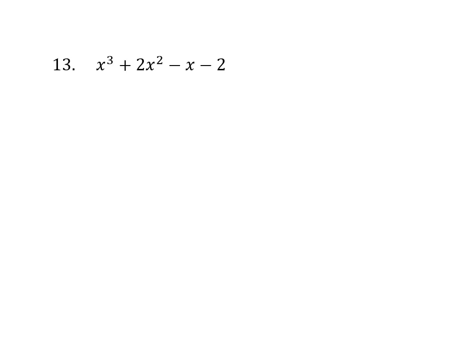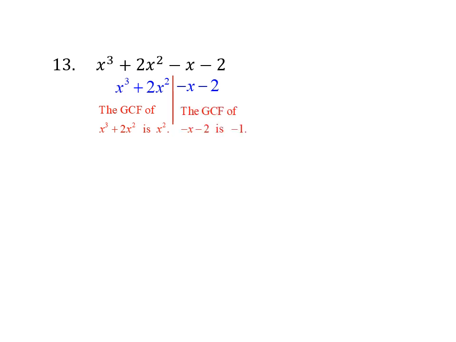Another example. From the left-hand side, the greatest common factor is x squared, and from the right-hand side, the greatest common factor is negative 1.